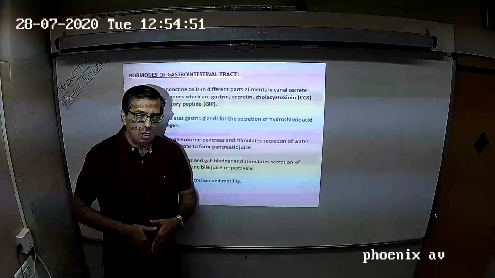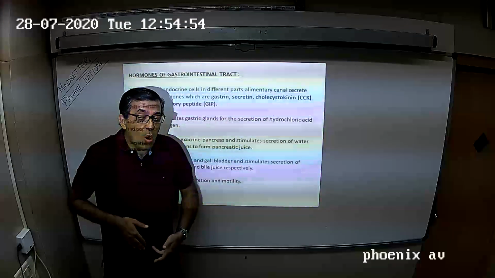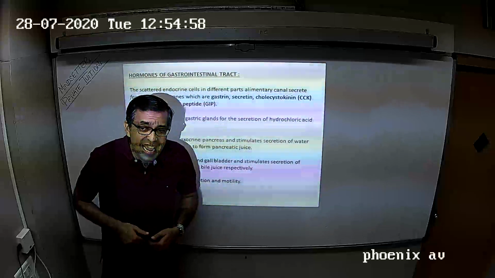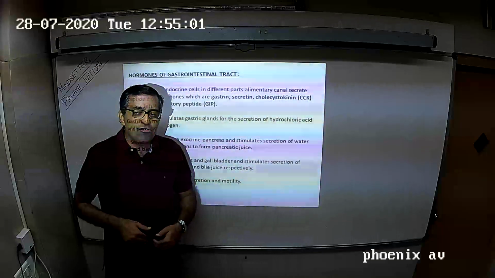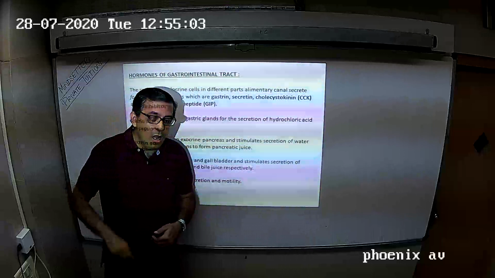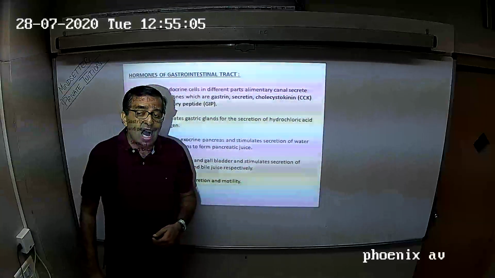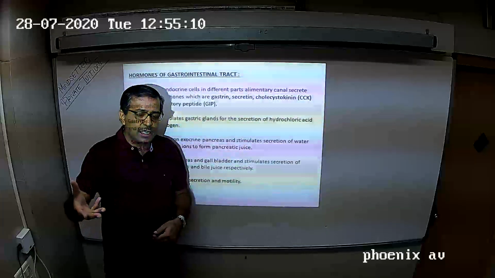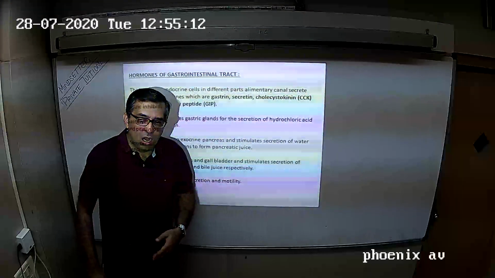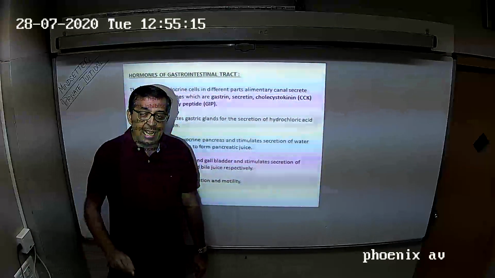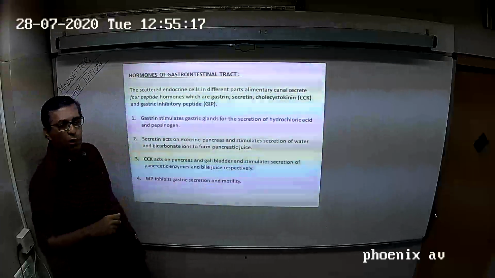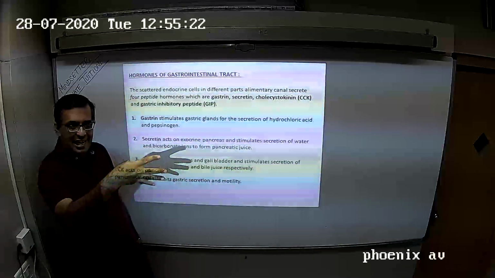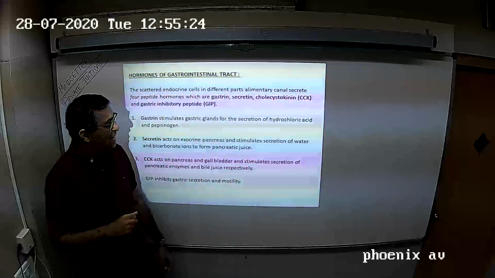So do we remember, the stomach gave out gastrin, and gastrin is a locally acting hormone. Gastrin stimulates, if you remember, the peptic cells to give out pepsinogen. And we have other such hormones related to the gastrointestinal tract. So let's see which these hormones are. There are 4 hormones which are secreted by the gastrointestinal tract.